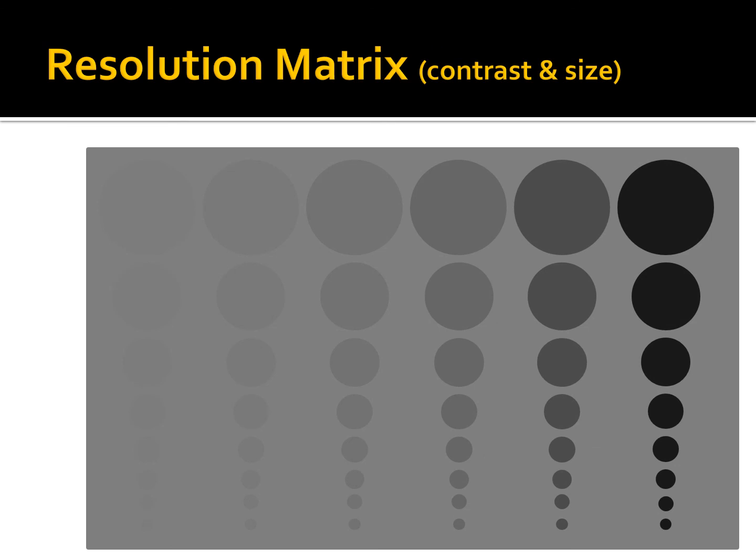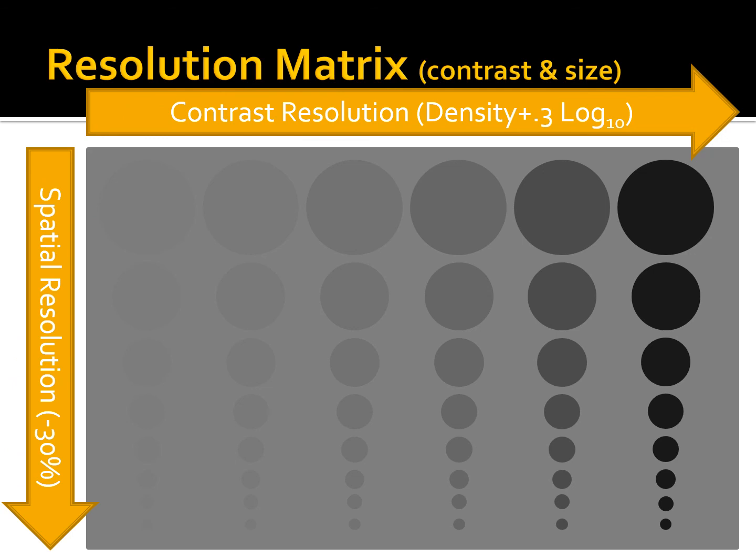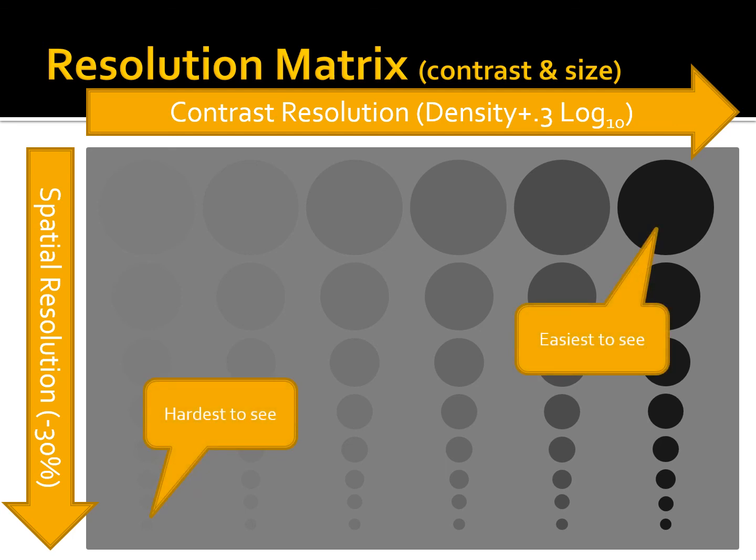Here is a size and contrast matrix. As we move through the 6 columns from right to left, each dot is 2 times darker, and as we move down vertically through the 7 rows, each dot is 30% smaller. According to what we have seen, the large dot in the upper right corner will be most visible, and the dot in the lower left corner will be most difficult to see.